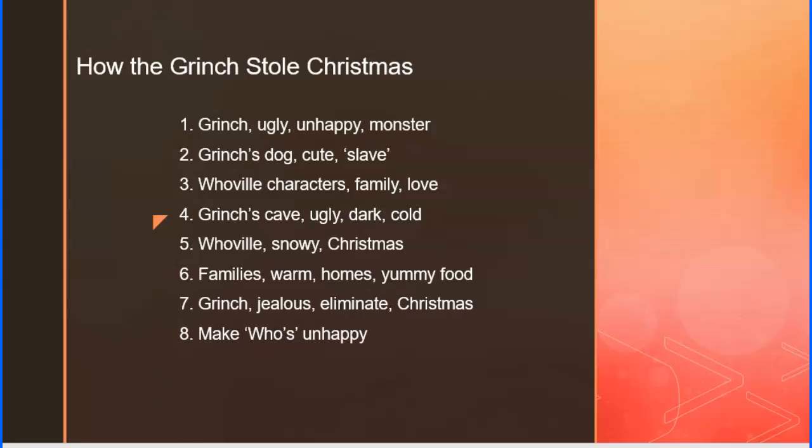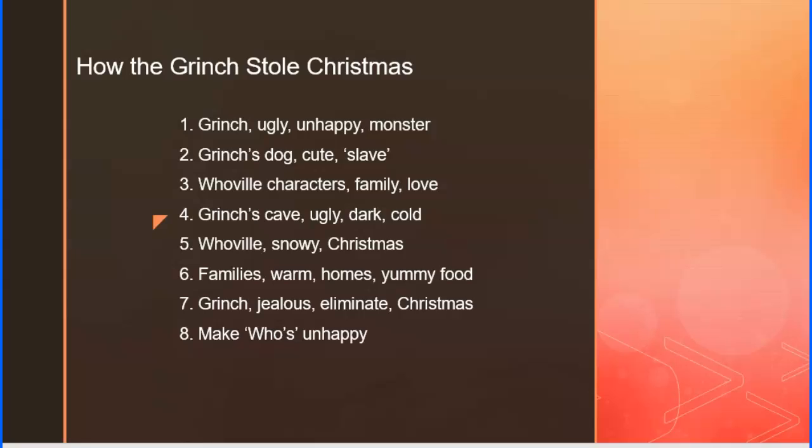But Grinch's cave is ugly and dark and cold. So I want to communicate that to those that are reading this. And you could include colors, gray and mildewy, anything that you want to communicate to let me know where he lives. And then you want to describe Whoville to me.